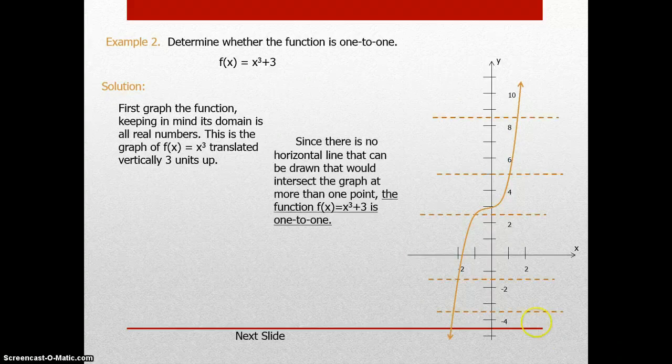Once I enter this and I do my horizontal line test, I will see that it only intersects at one spot every time I do the horizontal line test. So that means it passes the test, and when a graph passes the horizontal line test, it tells me that it is a one-to-one function.